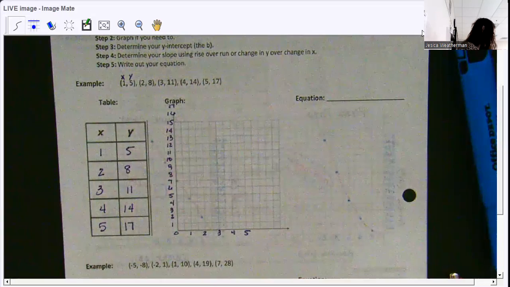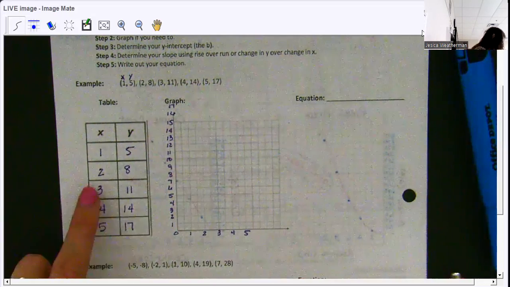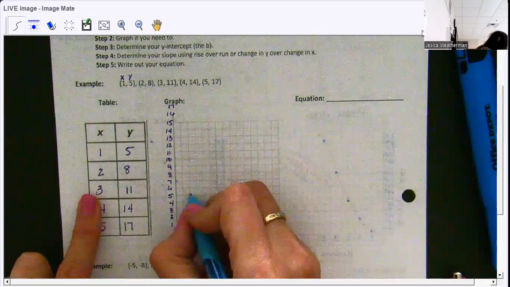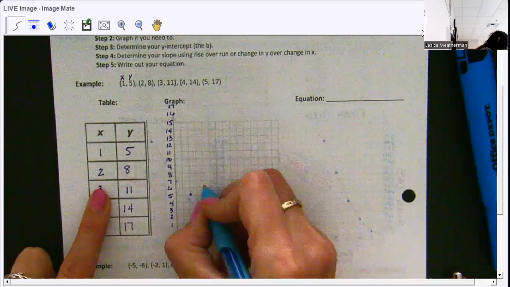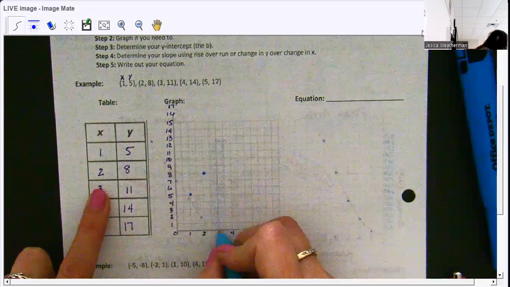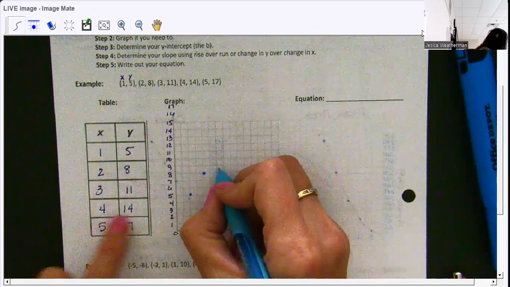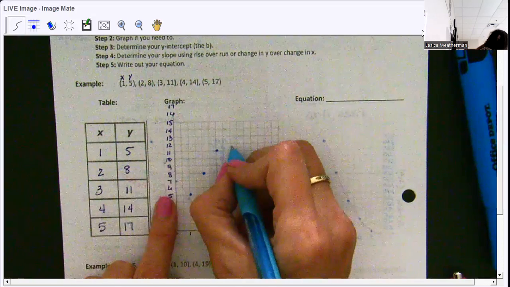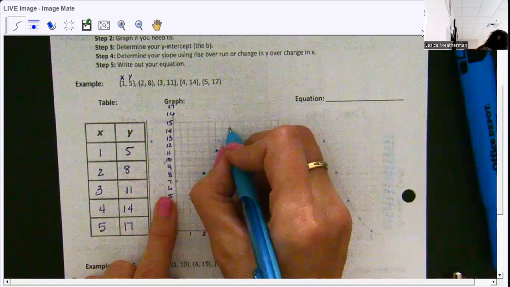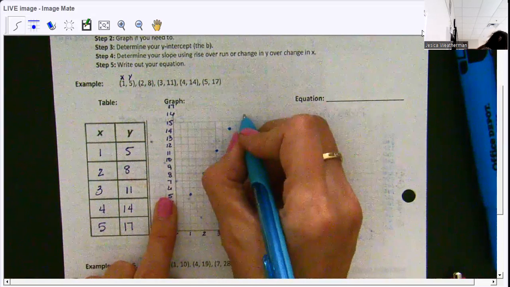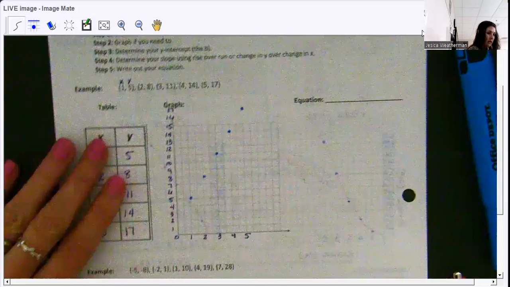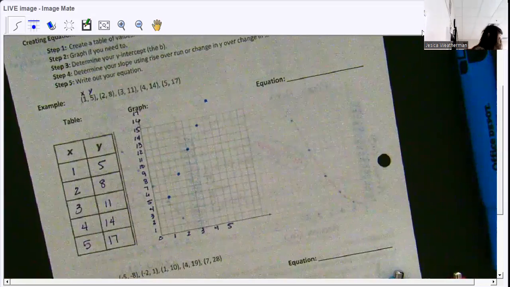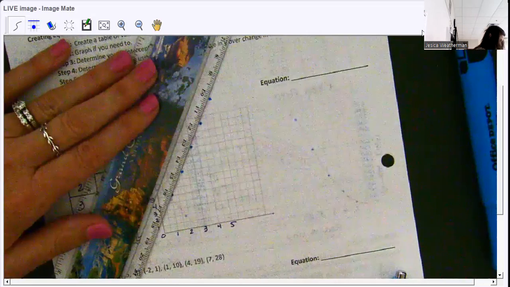Okay. Now I'm going to plot my points. So I have 1, 5, 2, 8, 3, 11, 4, 14, and then 5 is going to go up here to 17. Okay, and I'm going to draw my line. Okay. And now I'm going to come up with the equation.